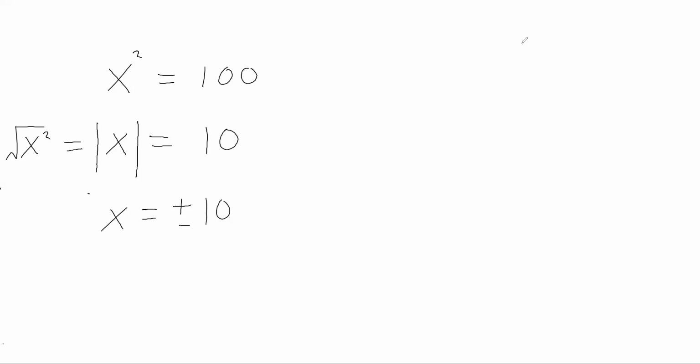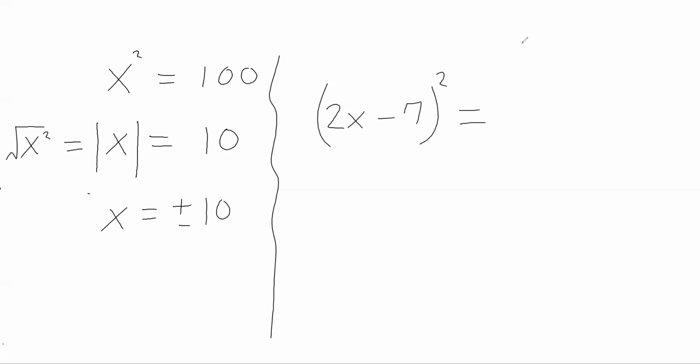All right, what we'd like to be able to do is to take this idea of taking the square root and generalize it. Well, you can actually do it in a lot of situations. Say we have 2x minus 7, that whole thing squared, and let's suppose that's equal to, well, let's make it negative 5. So obviously the solutions are not going to be real here.